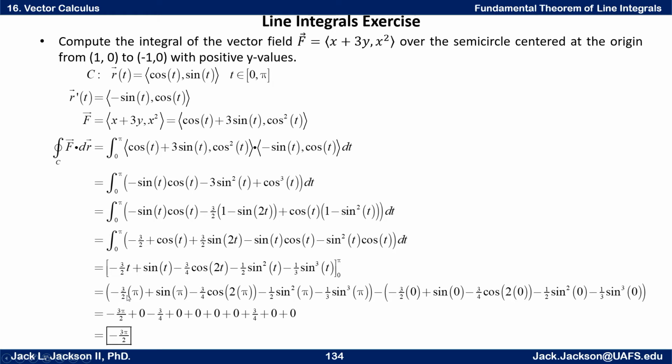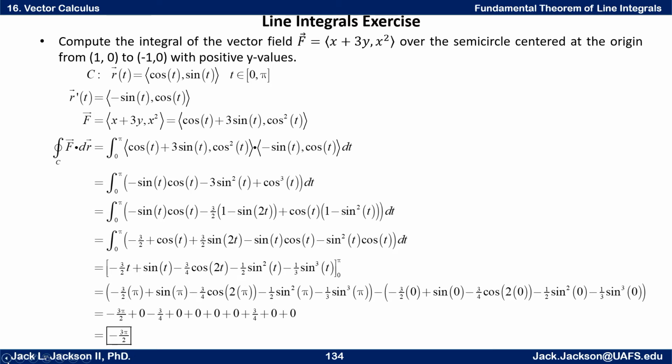Well, we plug in pi, we get negative 3 pi over 2. Sine of pi is 0. Cosine of 2 pi is 1, so this is negative 3/4. Sine of pi is 0 there, 0 there, 0 there. Sine of 0 is 0. Cosine of 0 is 1, so it's negative 3/4. That makes it positive 3/4. And the last two terms are 0. So that 3/4 and that minus 3/4 cancel out. All the rest are zeros, but we're left with negative 3 pi over 2.